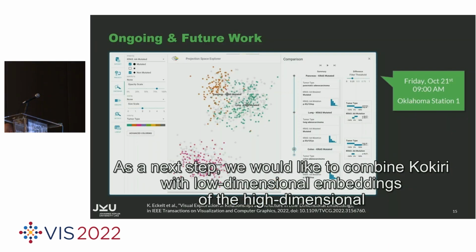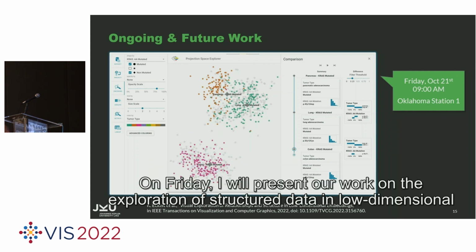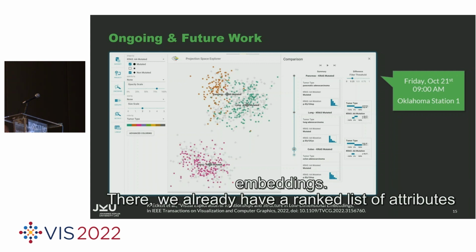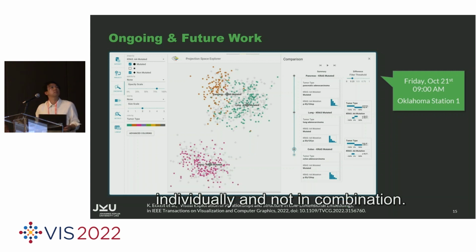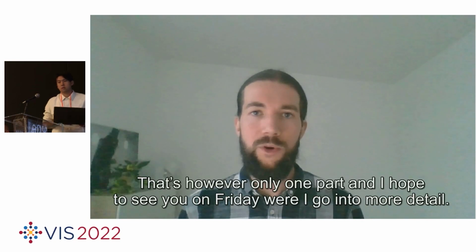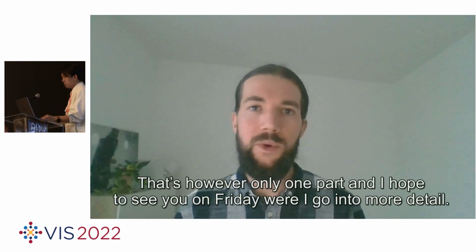As a next step, we would like to combine Kokiri with low-dimensional embeddings of the high-dimensional data. On Friday, I will present our work on the exploration of structured data in low-dimensional embeddings. There, we already have a ranked list of attributes to highlight differences between groups in the embedding, but the attributes are considered individually and not in combination. That is, however, only one part, and I hope to see you on Friday where I can go into more detail.